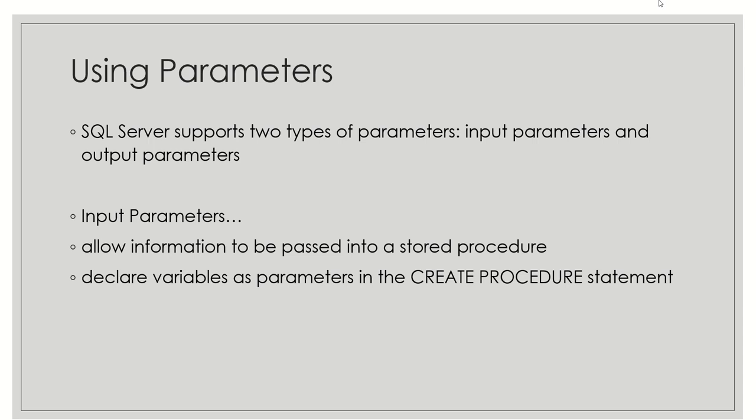Now let's take a look at using parameters on a procedure. We can have two types of parameters, input parameters and output parameters. An input parameter allows information to come into the procedure. We declare them as parameters in the create statement. So they go after the create line, but before the as.